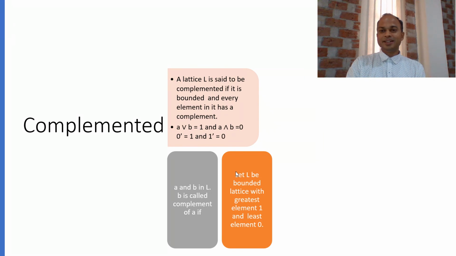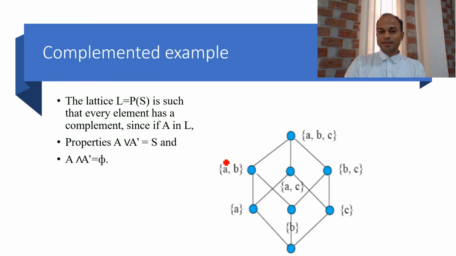And the next one is called a complemented lattice. A complemented lattice is based on the concept of the complement. If two elements A and B are complements of each other, then A union B equals 1, and similarly A intersection B equals 0. So this is the definition of the complement. If this definition is followed in the lattice also, then we can say that our lattice is complemented.